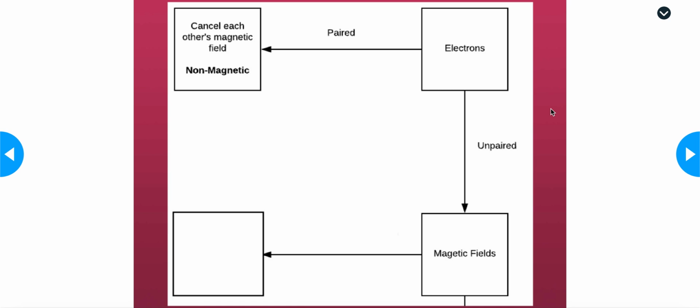On your chart, we're going to start at the very top center, and you're going to write electrons. Then over the arrow, we're going to say what happens when they are paired, meaning the electrons cancel out each other's magnetic field, resulting in non-magnetic material. However, when electrons are unpaired, they don't cancel out, so they are tiny magnets, and we know that all magnets have magnetic fields.